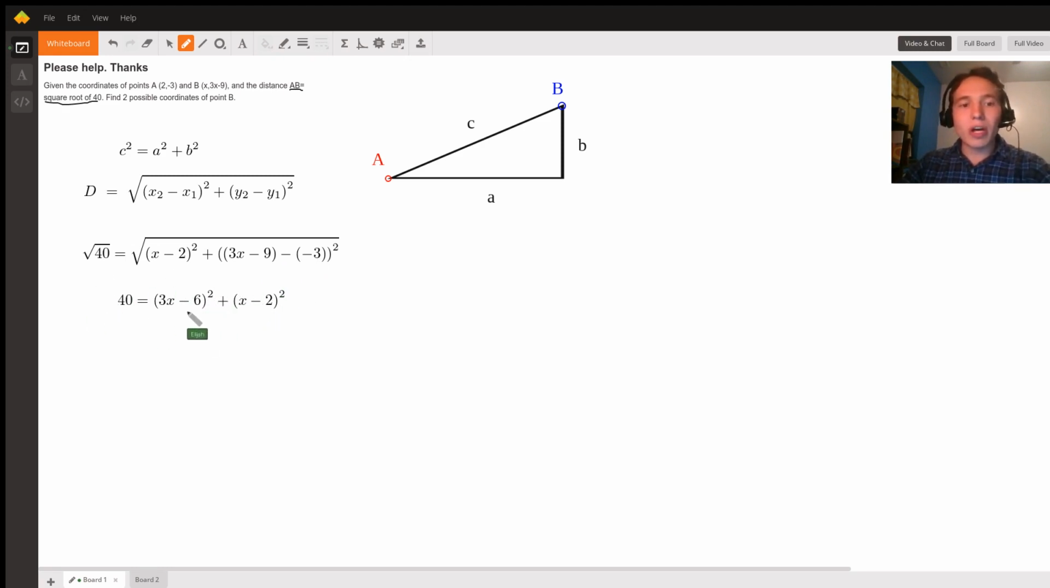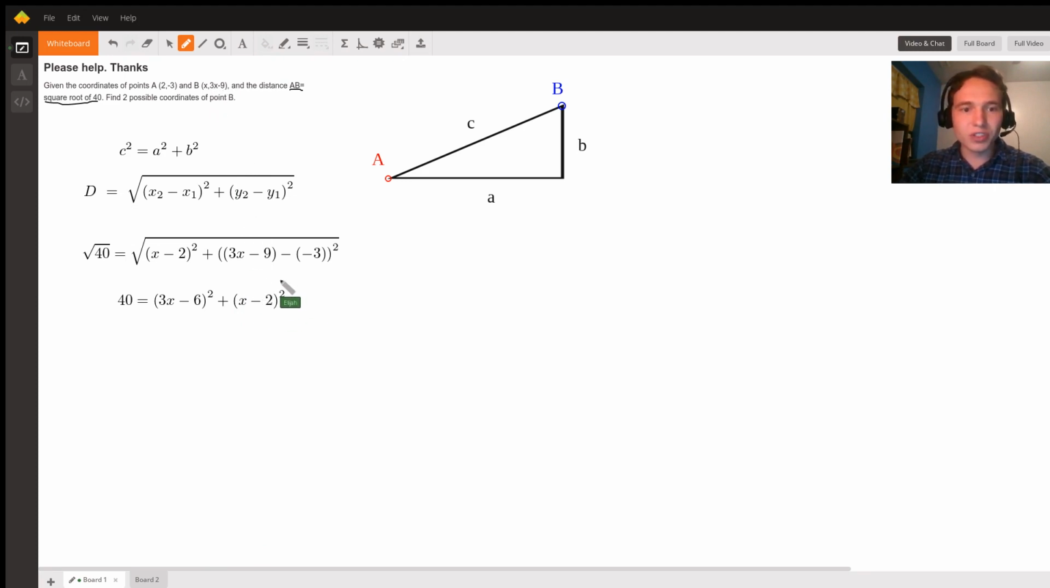Now from here, you can go about different ways of solving for x. You could try to factor this. You could FOIL these, multiply these out, and try to solve for x algebraically that way. You could also graph these. You could say y equals 40, and then y equals this, (3x minus 6) squared plus (x minus 2) squared. And you could find the intersection points between them, and that would give you the value of x. No matter how you do it, once you have the value of x, you can just plug that back in here, and you can get your y value.